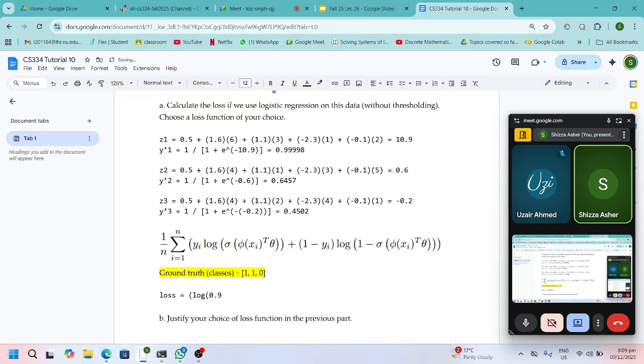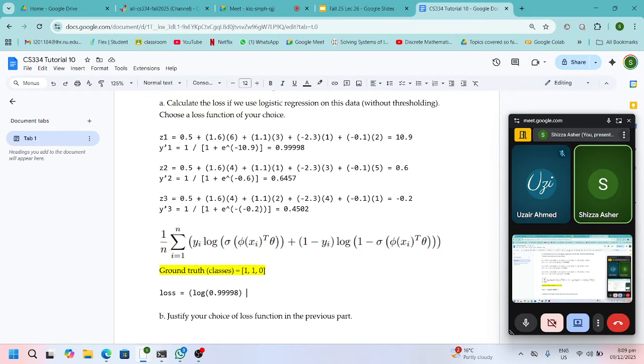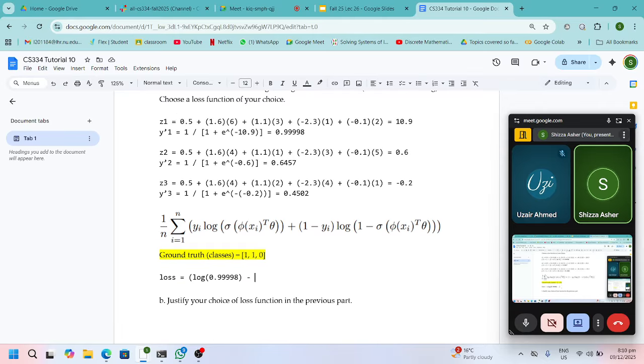0.98. This thing, and then I will do minus 1 minus yi, and since yi was equal to 0, this part will just become 0 for you. I don't need to write this down then.